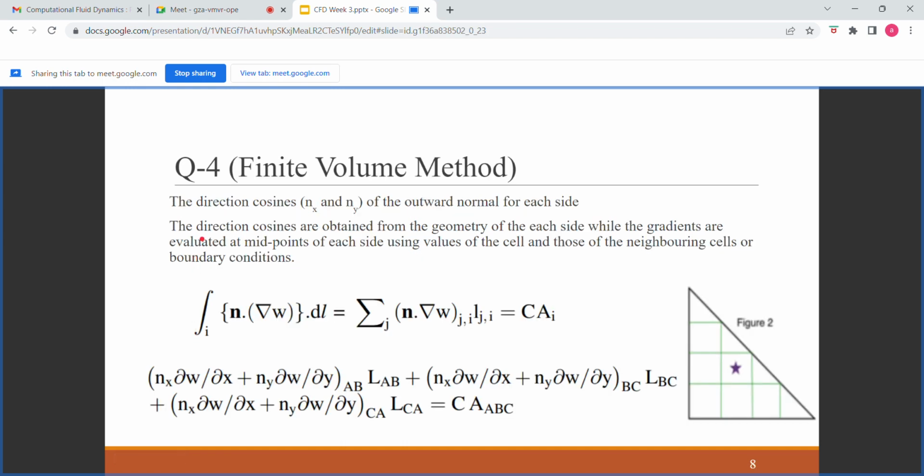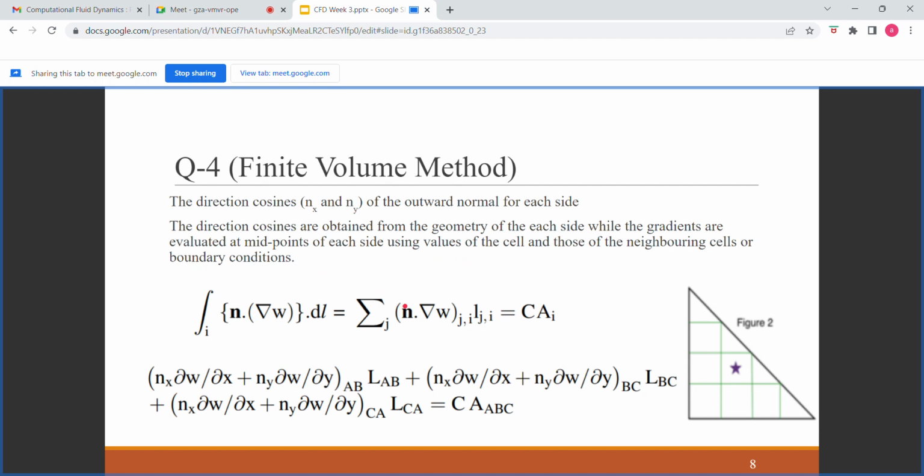Just a quick recap: in the finite volume approach, we use the direction cosine of the outward normal for each side. For example, going by this side, the direction cosine would be the outward normal, towards the left, this one towards the down, and this one somewhere in this direction. We only resolve it in x and y directions, and the direction cosines are obtained from the geometry of each side, while the gradients are evaluated at midpoints of each side using values of the cell and those of the neighboring cells or boundary conditions.